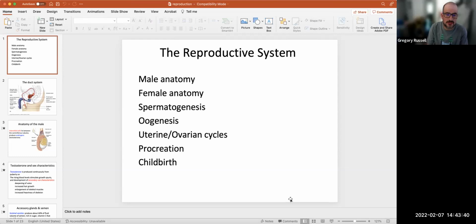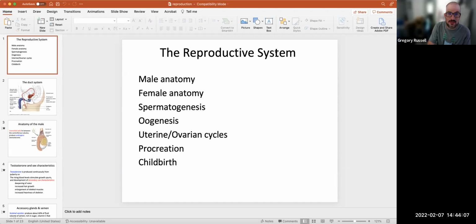So the reproductive system is, like most of the organ systems in this class, fairly complicated, and we could go into quite a bit of detail. Much like some of the other organ systems that we've talked about over the last couple of weeks, we could really devote an entire semester to this. So in this lecture, we're going to be looking at some of the high points, if you will.